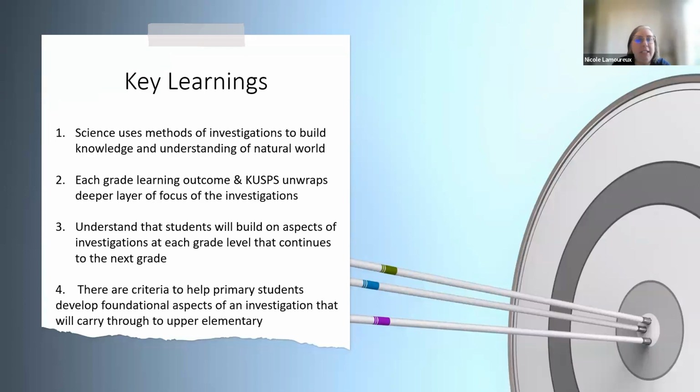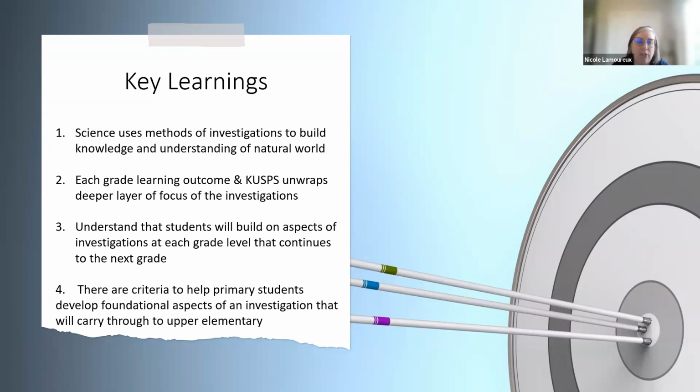Okay, so the key learnings for today that I'd like you to walk away with is that science uses methods of investigations to build knowledge and understanding of the natural world. Each grade learning outcome and cusp unwraps a deeper layer or focus on a particular investigation step in the cycle.